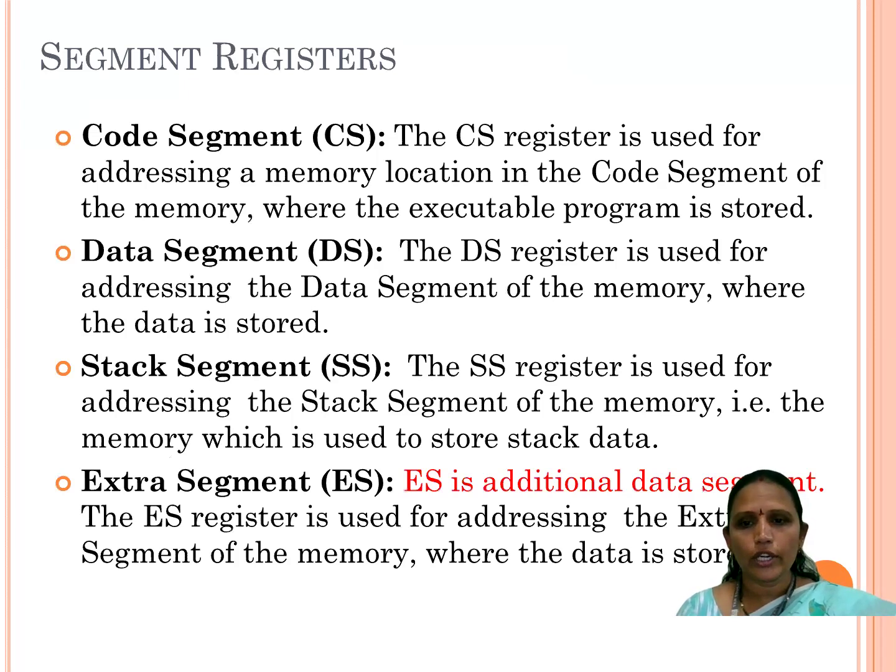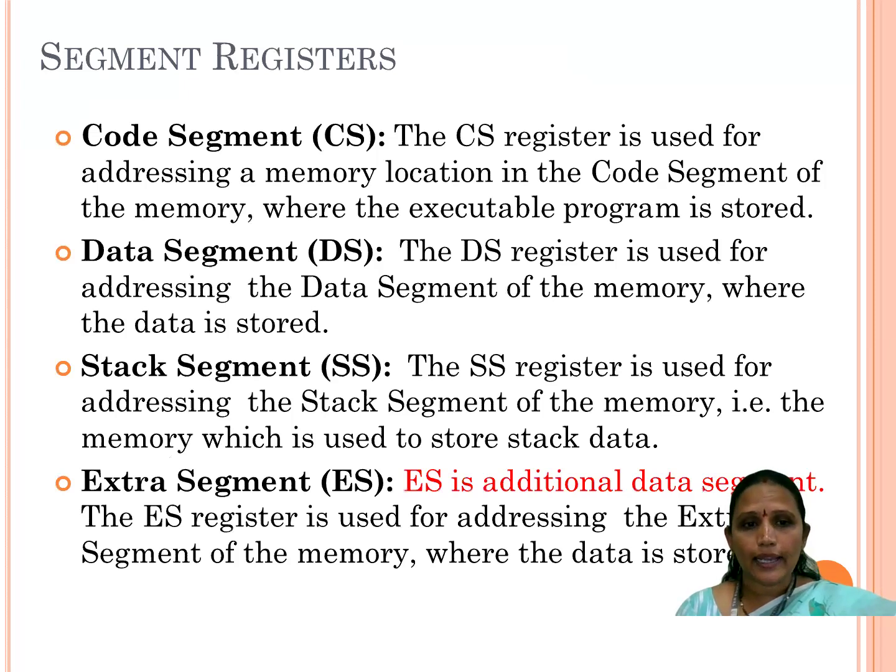Whatever program we are going to execute can be stored in the code segment. Coming to the data segment, the register used for the data segment is the DS register. It is used for addressing the data segment of the memory, where we are going to have that particular data. It indicates the particular address of the memory where the data is stored.